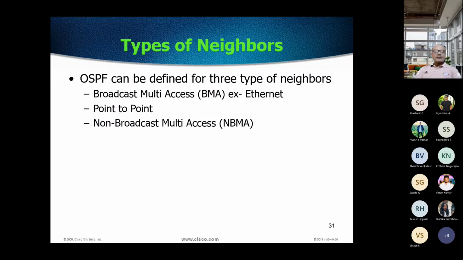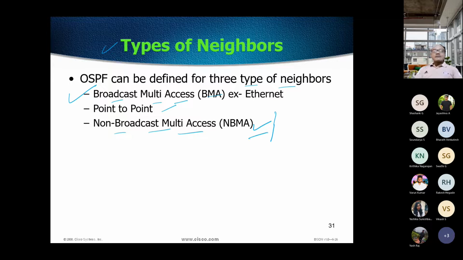Let's talk about neighborship. These are the important things I want to explain in OSPF. Three types of neighborship are formed. The first one is BMA. What is BMA? It is broadcast multi-access, then point-to-point, and non-broadcast multi-access. These we have to remember, guys.